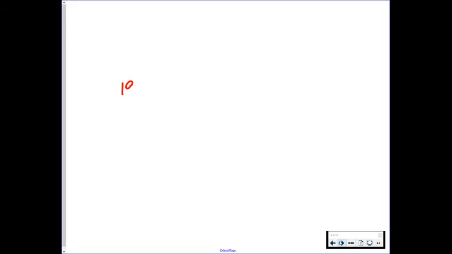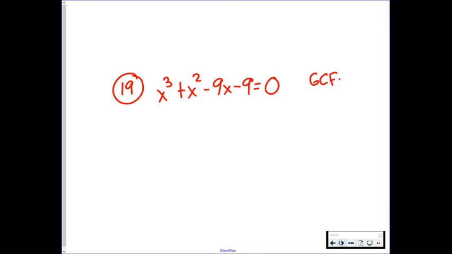On question 19, we're solving by factoring the equation x cubed plus x squared minus 9x minus 9 equals 0. This equation equals 0. On the left side, there is no GCF, so they don't have any common factors, which means we're good to go ahead and factor. On the left side, there are 4 terms, which means we're going to group. Anytime you have 4 terms, always use factor by grouping first.